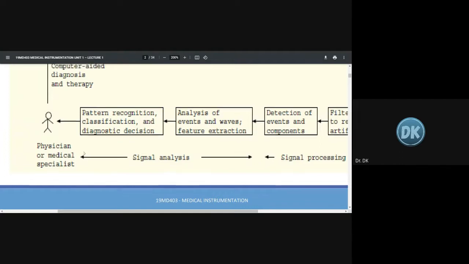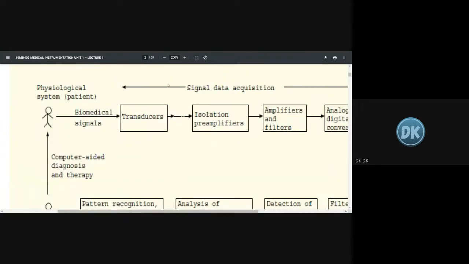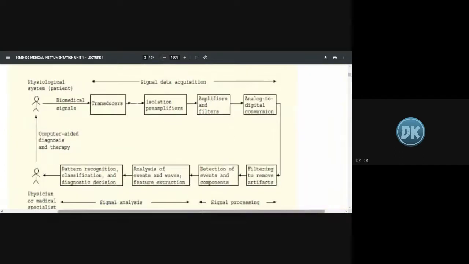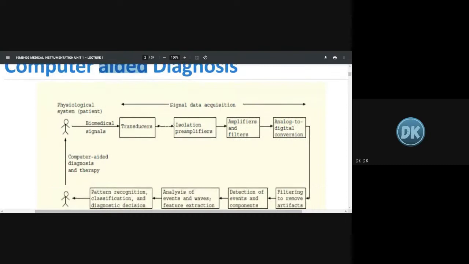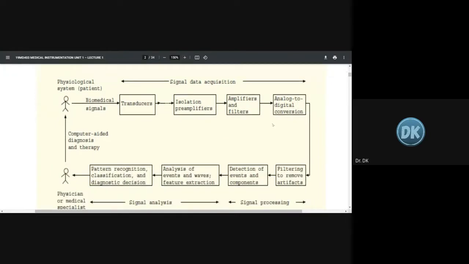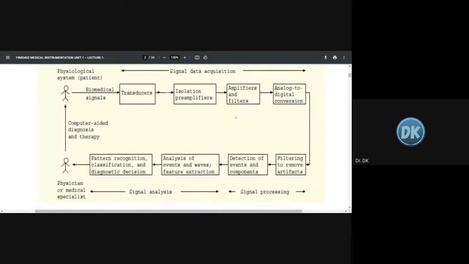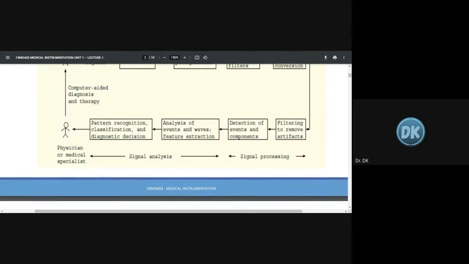So this is how a computer aided diagnosis is done. When I say diagnosis, you are going to find out whether the person is normal, healthy, or having any disease. When I say computer aided, your computer is going to help in finding that out. The first four blocks together are the data acquisition and signal processing block, and these two come under signal processing, and these two are the signal analysis block.